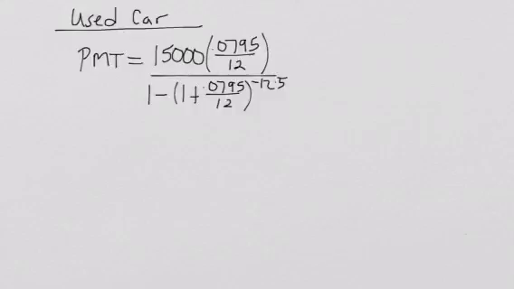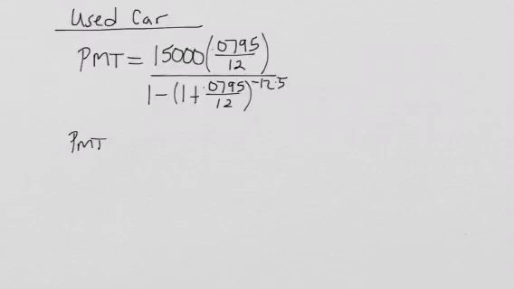All right, so for the used car option, I've already plugged it into the formula. We have 15,000 times 0.0795 divided by 12, over 1 minus (1 plus 0.0795 divided by 12) raised to the negative 12 times 5. So again, I just took the P, the R, the T, and the N, plugged them into our regular payment amount formula, and now I'm just going to calculate this.